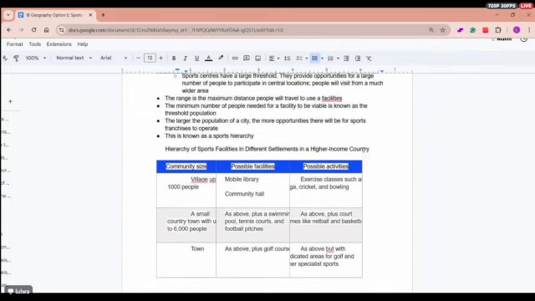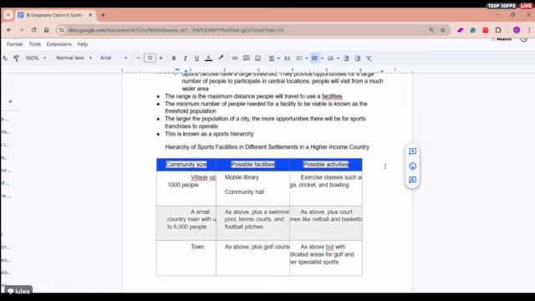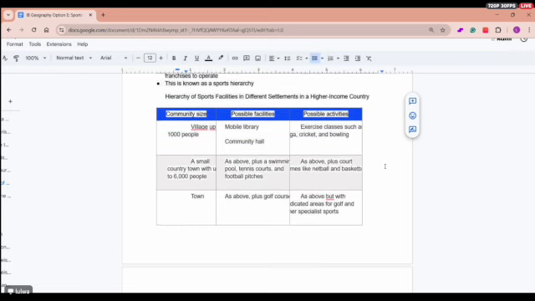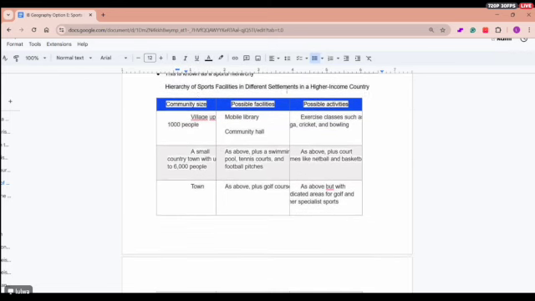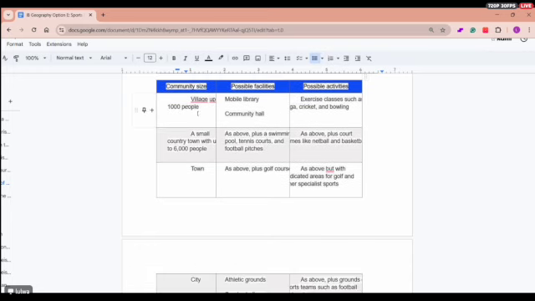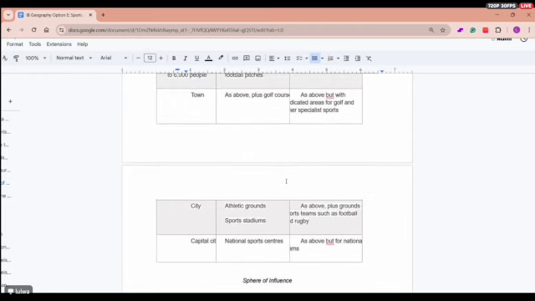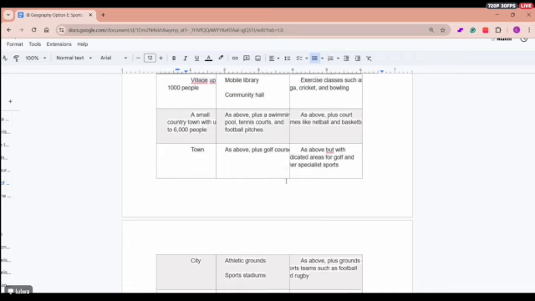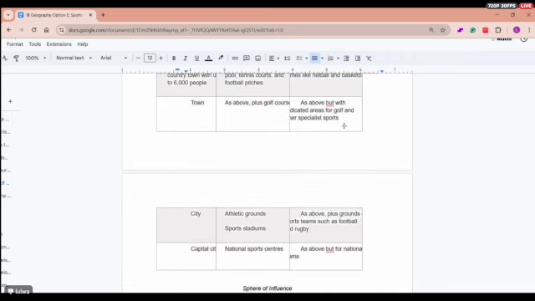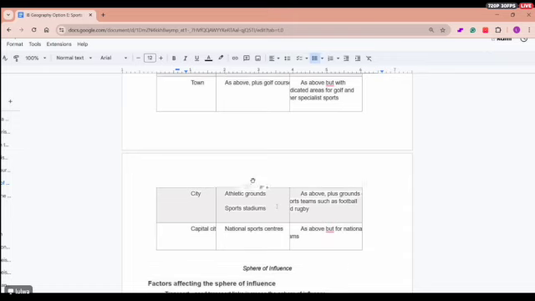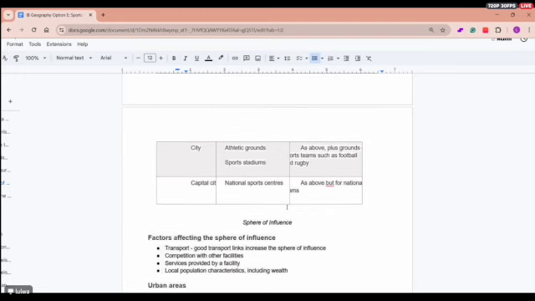And the larger the population of a city, the more opportunities there will be for sports franchises to operate, which is known as a sports hierarchy. So here is the hierarchy of sports facilities and different kinds of settlements. So in a village up to 1,000 people, you would have, for example, a mobile library or community hall where you could have exercise classes such as yoga, cricket, and bowling. And in a capital city, it's a big range because then you'd have much more activities such as a court, dedicated areas for golf, special ed sports. And then as the settlement size increases, you will have much more demand on much more kinds of sporting activities.